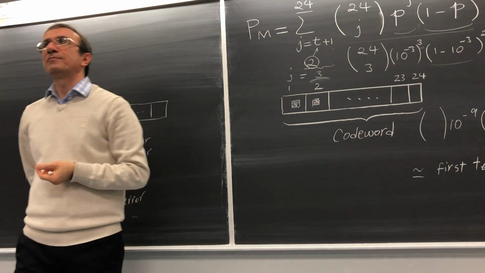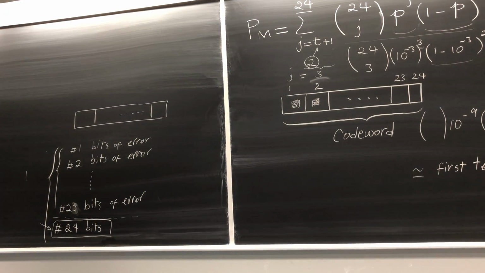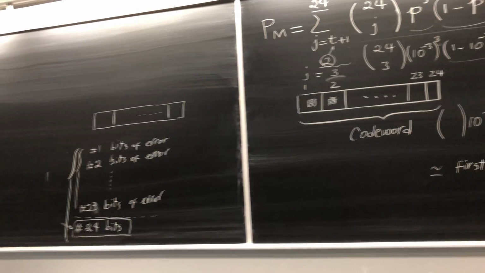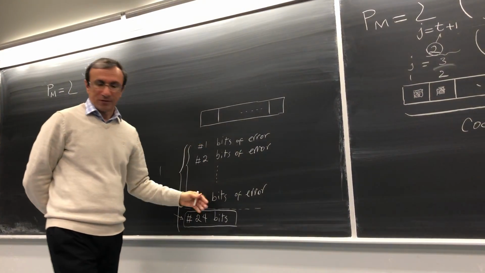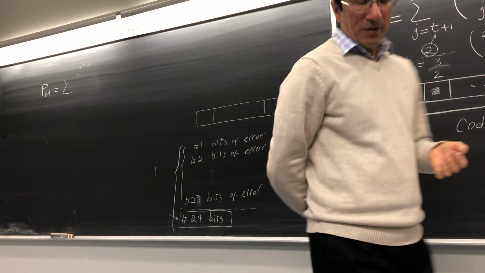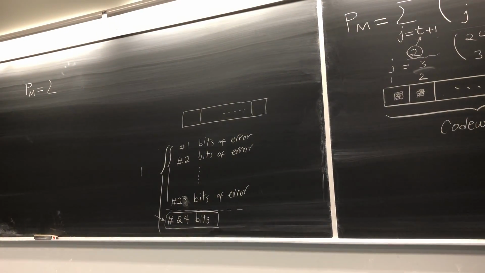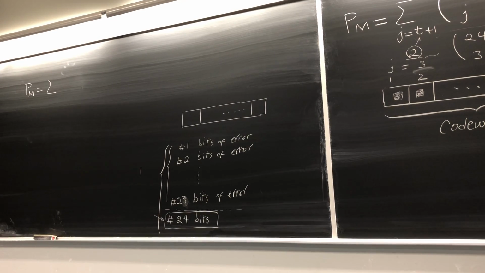Other question? Yeah, Professor, for the number of bits, if the last one is not 24 bits of error, shouldn't the summation with 0 bits of error be 1? This was just one simple example. We'll get to problem number 4 and then I'll explain that. This was just a situation.